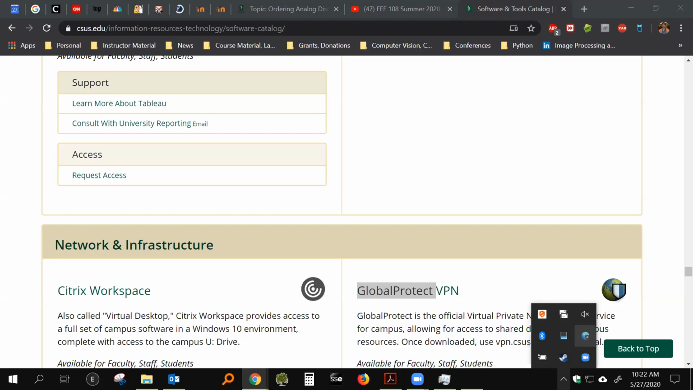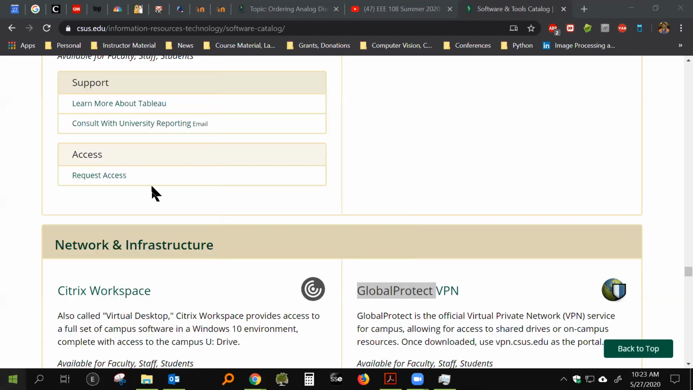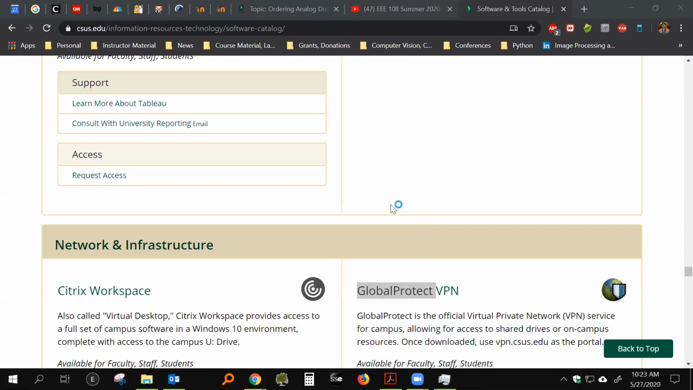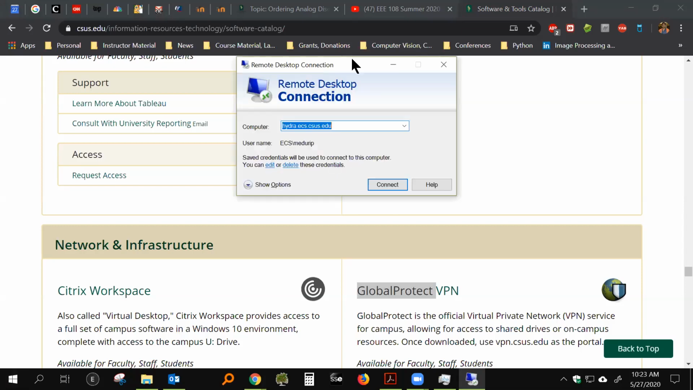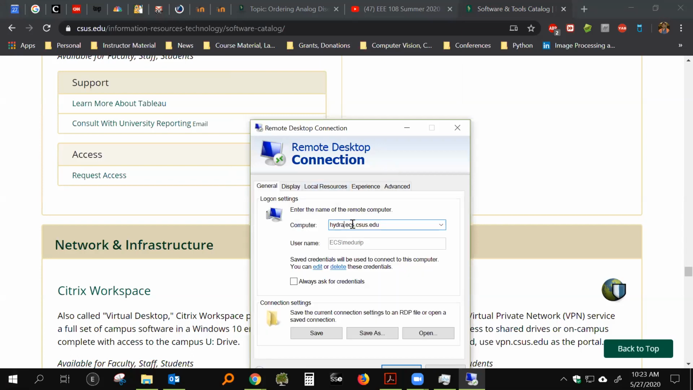Now I can connect to Hydra, which is campus resources, campus servers. So I go to this and Remote Desktop. This is all in an effort to connect to the software that's installed on the ECS servers. I don't know how well you can see it, but there is hydra.ecs.csus.edu. If you want, you can pinch in and zoom out on your Zoom window.